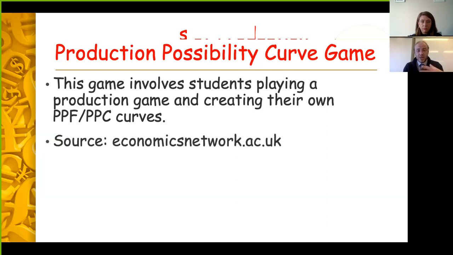So this game basically involves students playing a production game and creating their own production possibility frontiers or production possibility curves. I love the way I said PPC curves twice. Brilliant.